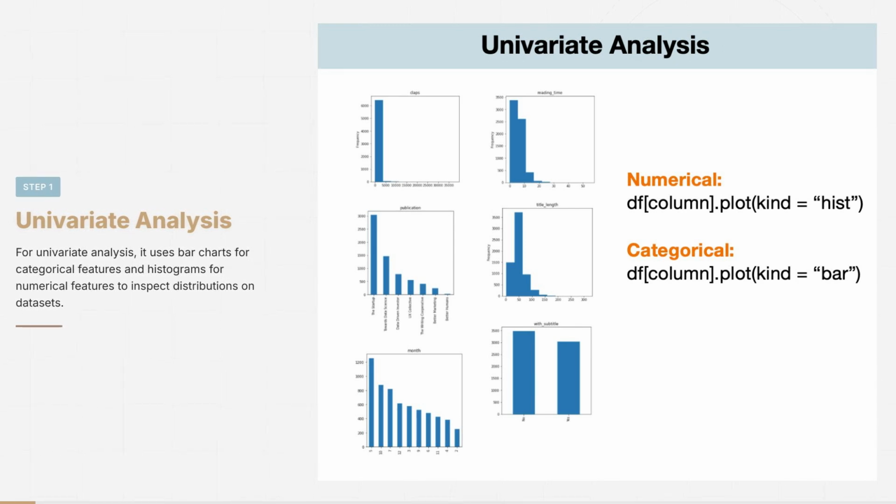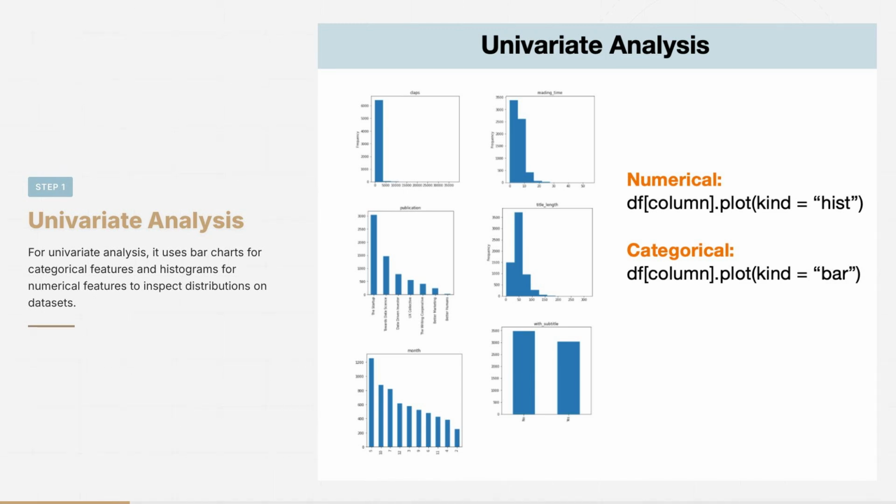Univariate analysis examines and summarizes one variable at a time, focusing on its distribution, central tendency, and variability. To perform univariate analysis systematically across the entire dataset, we can use bar charts for categorical features and histograms for numerical features to inspect distributions on datasets.